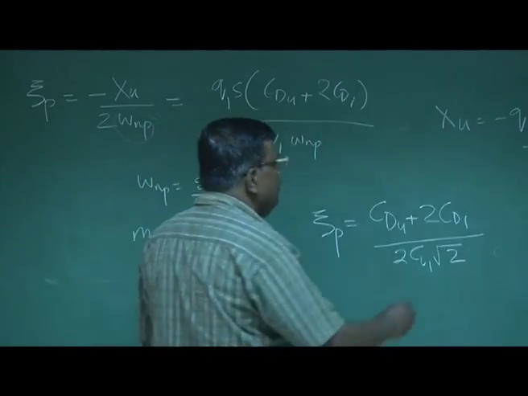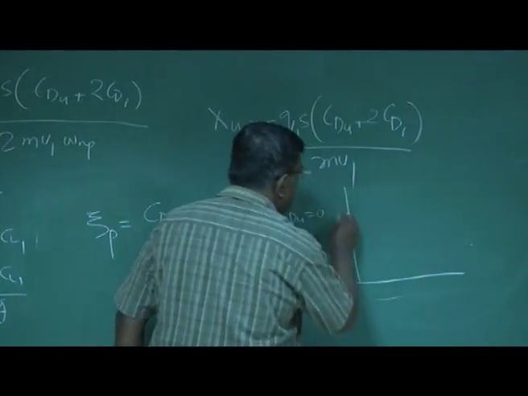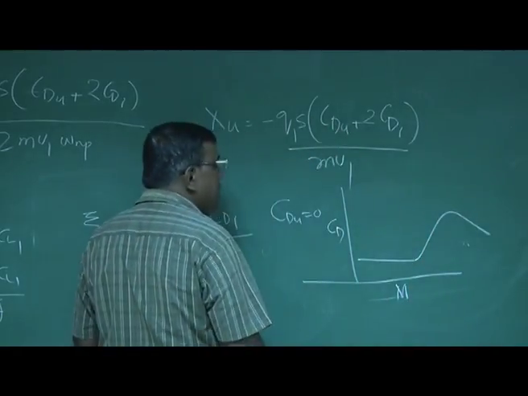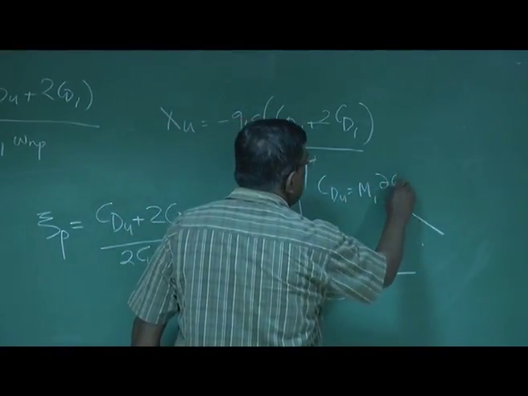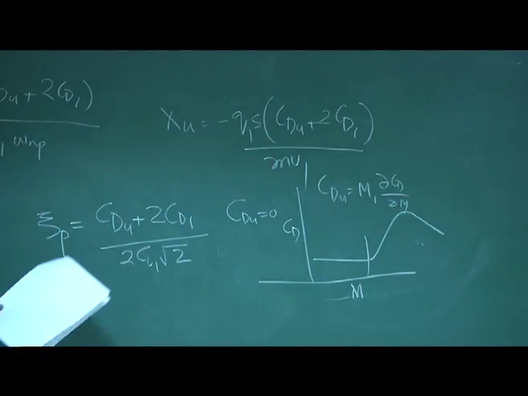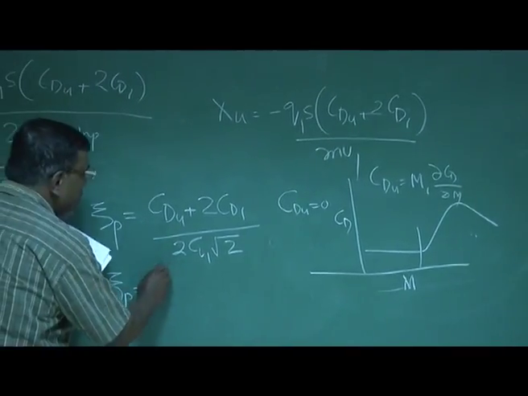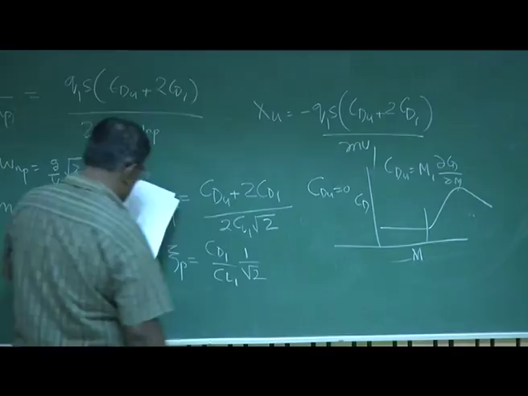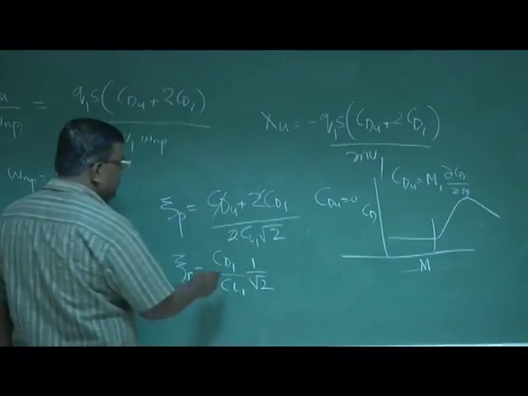And if CDu is 0, that means you remember CD versus Mach number is constant up to 0.6 or 0.7, then goes like this, and CDu is nothing but M1 dCD by dM. So up to this point, dCD by dM is 0. So for a subsonic case, I can neglect this. So zeta Phugoid is CD1 by CL1 times 1 by root 2. Okay, this cancels, so this is the expression.